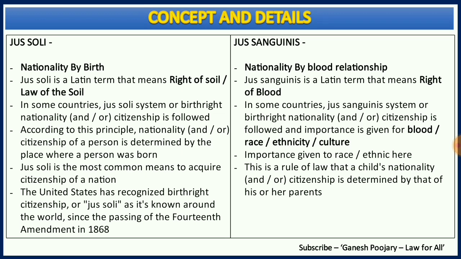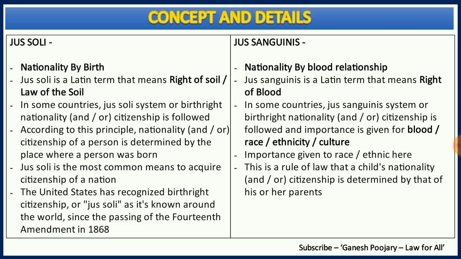Whereas Jus Sanguinis is exactly the opposite, which gives a lot of importance to blood, race, ethnicity, culture, etc. The word meaning of Jus Sanguinis is right of blood. It gives a lot of importance to the place from where the parents are coming, or the race they are bringing in, or the ethnicity, or maybe the culture. That way, Jus Sanguinis is all about the parental aspects and it completely ignores the place of birth of that particular child. That is how nationality is decided under Jus Sanguinis.